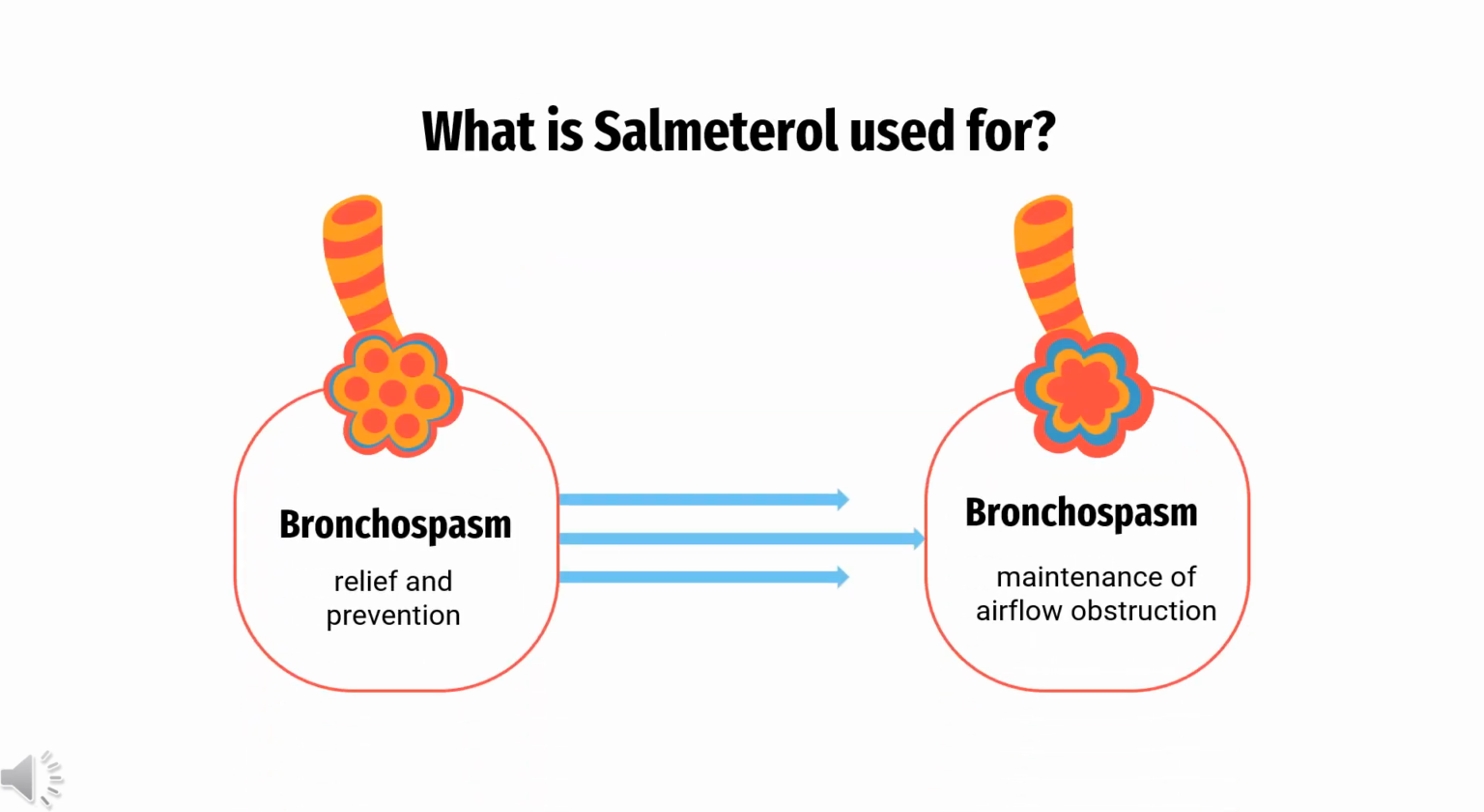What is salmeterol used for? Salmeterol is indicated in the treatment of asthma with an inhaled corticosteroid, prevention of exercise-induced bronchospasm, and the maintenance of airflow obstruction and prevention of exacerbations of chronic obstructive pulmonary disease.